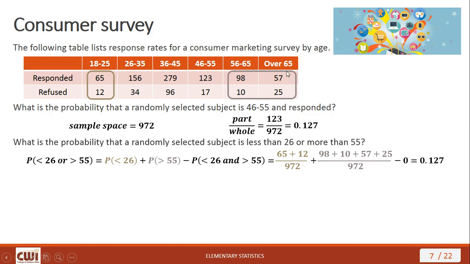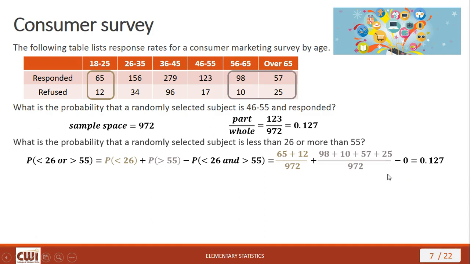So we want everyone that's over 55. We're going to add all those numbers together. That's going to be the part for this event B. And then we're going to divide it by the whole. And then notice there's no overlap here between these two areas that we're counting. So therefore, there is nothing to take out for double counting. And that's why there's a 0 here.